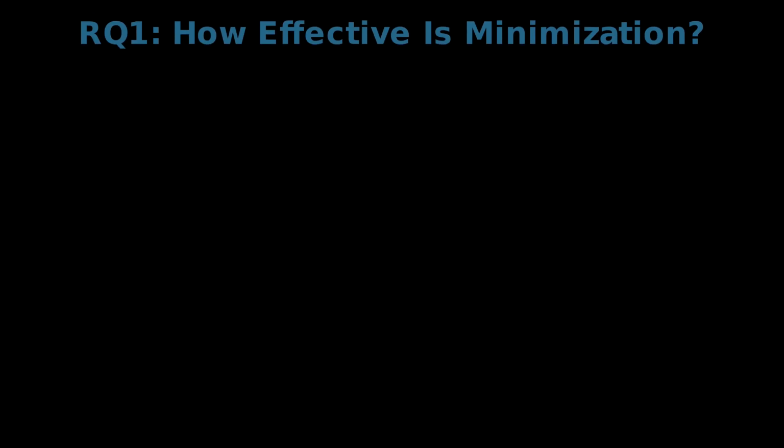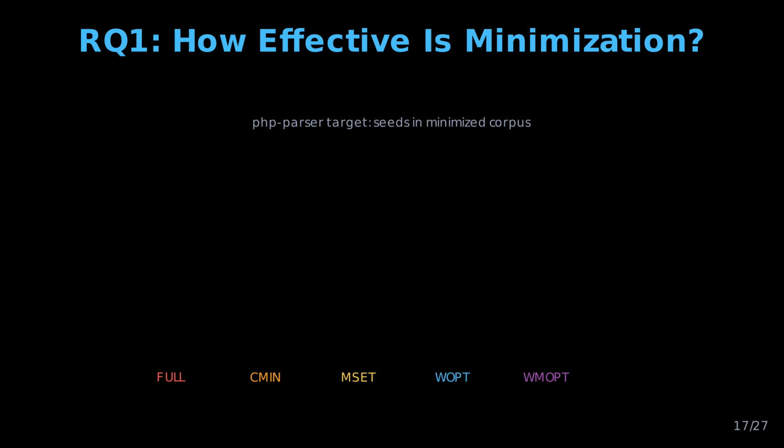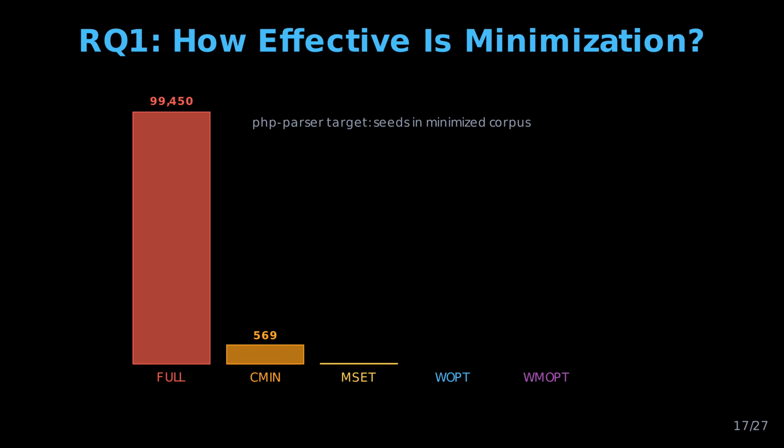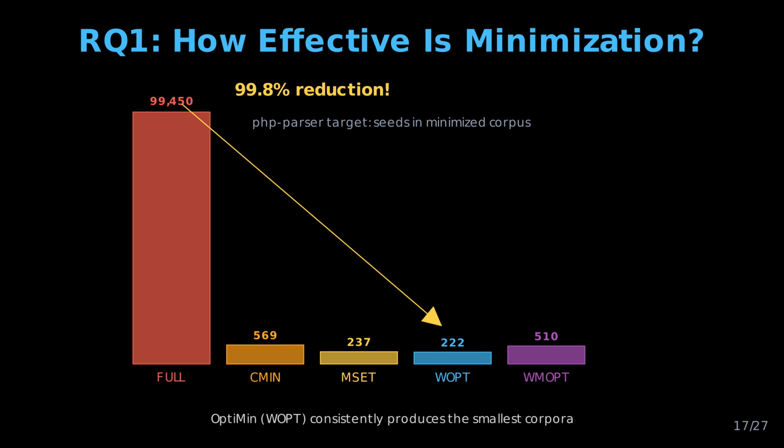For RQ1, their question is: how effective is corpus minimization? The results are dramatic. Take Poppler, for example, a PDF library. The full collection has nearly 100,000 seeds. afl-cmin reduces that to about 2,300, but OptiMin's WOP produces just 222 seeds, covering the exact same edges.